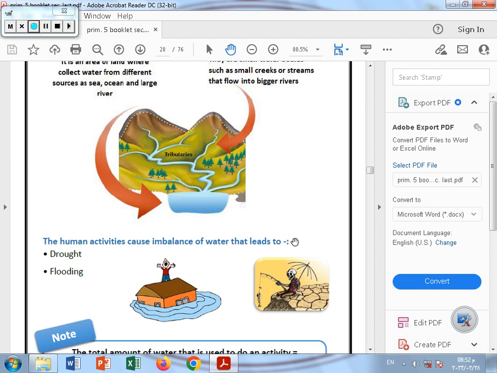And human activities cause imbalance of the water that leads to drought, which means a decrease in the amount of water, or flooding, which means an increase in the amount of water. So our activities, the human activities, can cause the imbalance in the water.